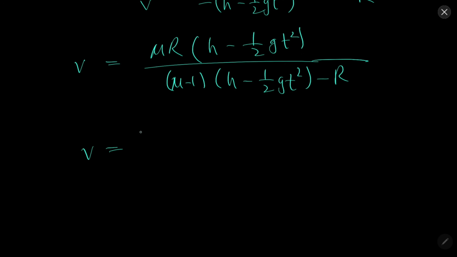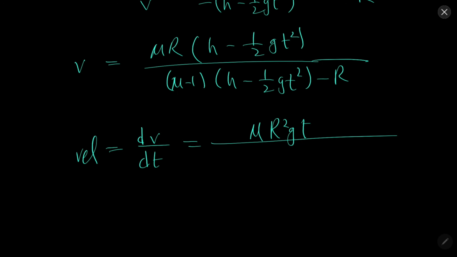So velocity will be distance over time, dv by dt. Remember, this is distance, do not get confused. Let me write it velocity. So it will come out to be mu r square g t, mu minus 1 into h minus half g t square minus r.